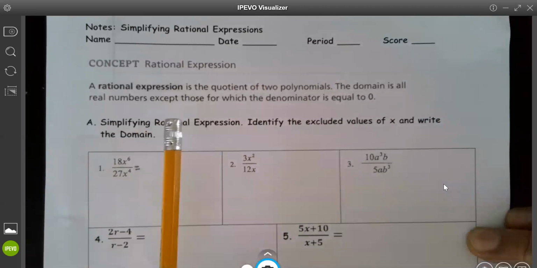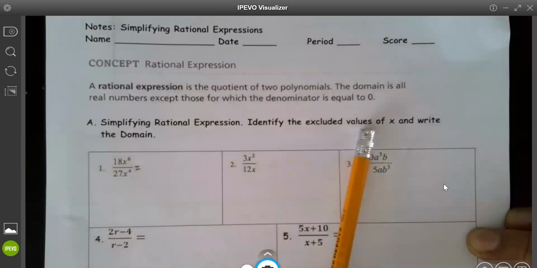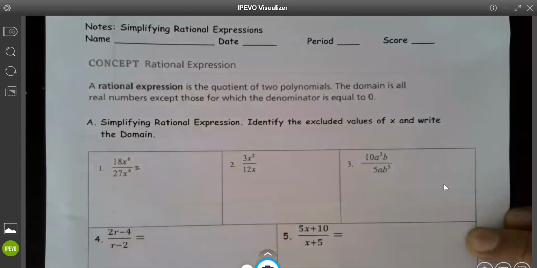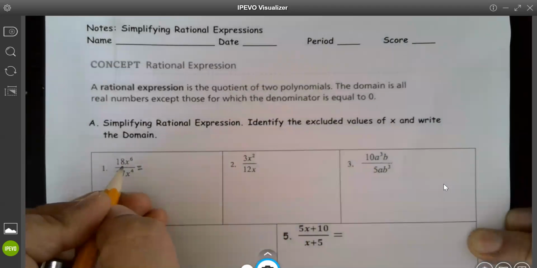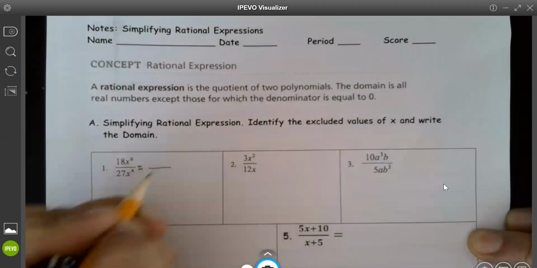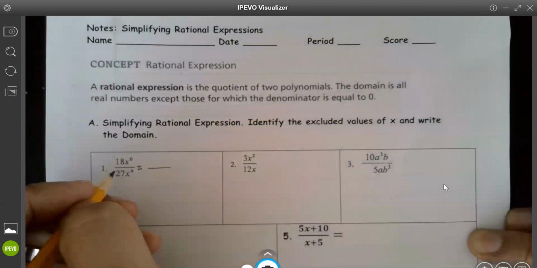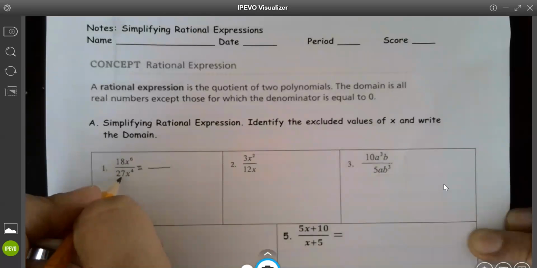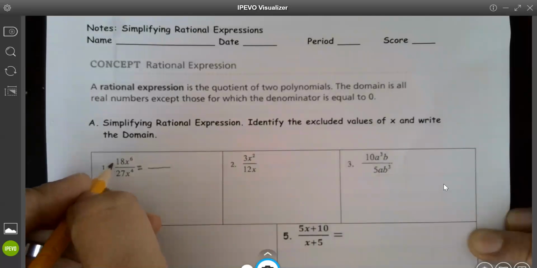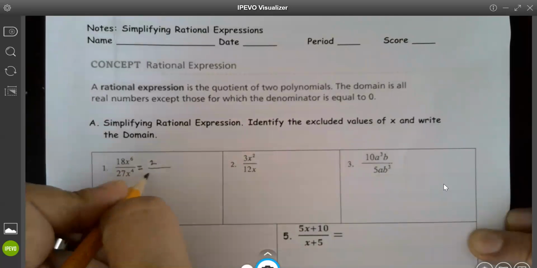So for letter A, it says here, simplify the rational expressions. Identify the excluded values of x and write the domain. So I have here number 1 is 18x to the 6 divided by 27x to the 4th. Okay, so first thing that you do is you make a bar line here, where you will put your answer. So 18 over 27, you can reduce that. If you divide this by 9, 18 divided by 9 is 2. If you divide 27 by 9, it is 3.